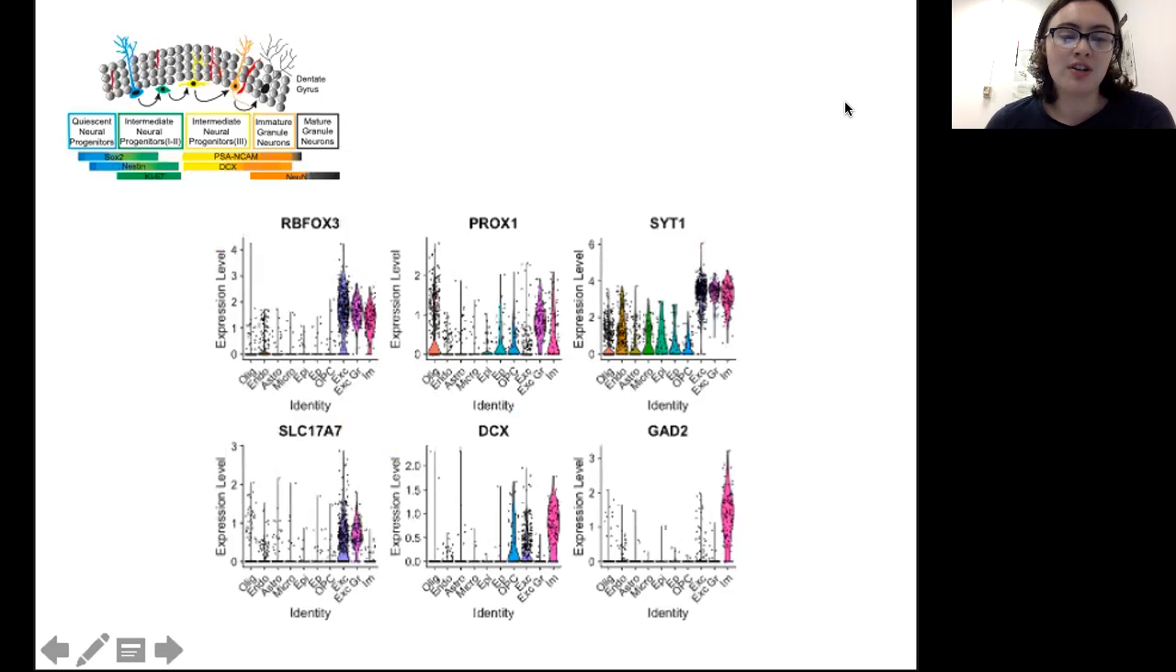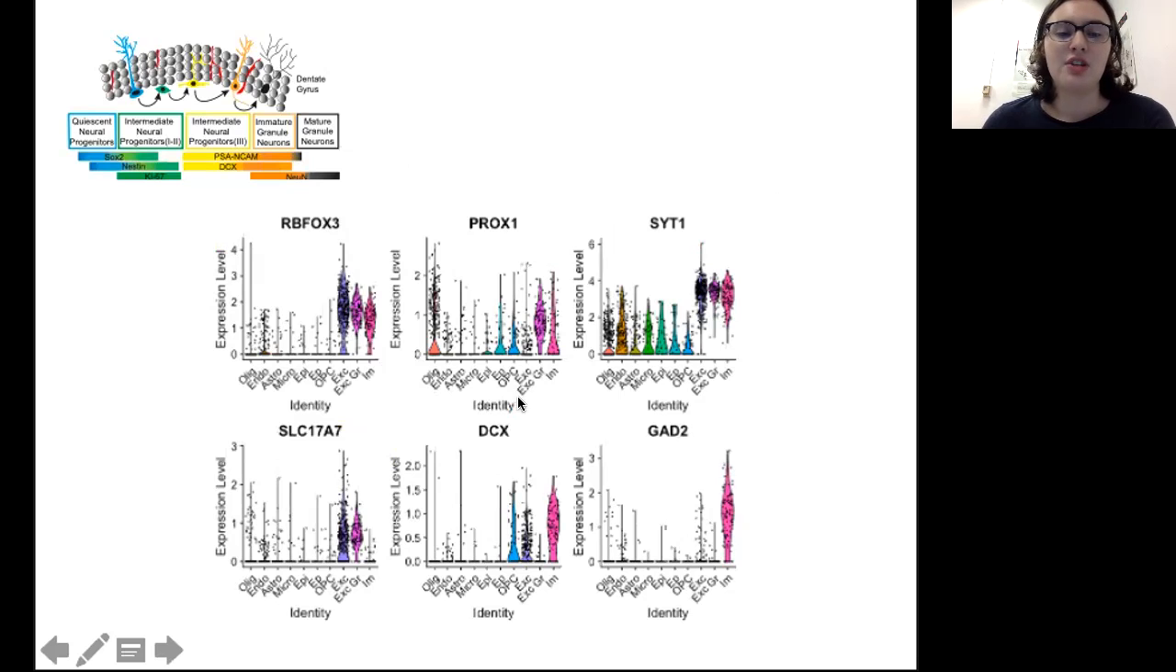Using known markers of neuronal cells, we're able to categorize our 3 neuronal clusters more specifically. So first, we can see that they all express RBFOX3, which is a known neuronal marker, and SYT1, which is a marker of synapses. And we can see that the excitatory clusters express it more highly than the immature clusters, which is expected.